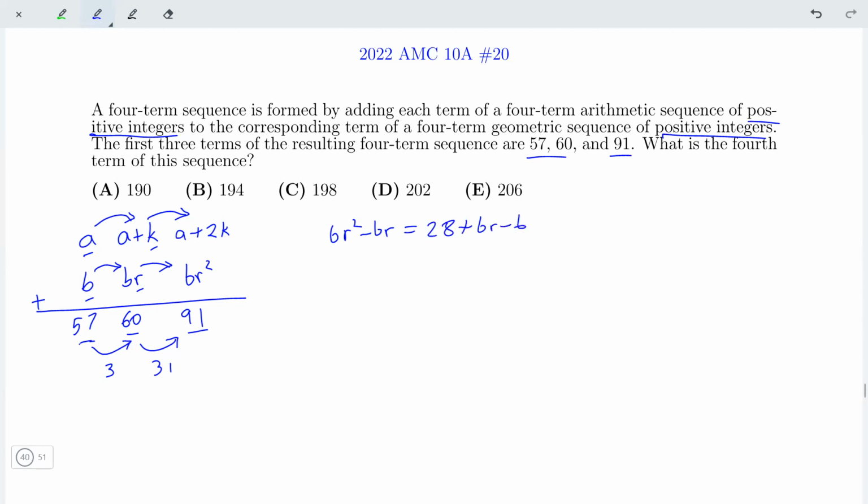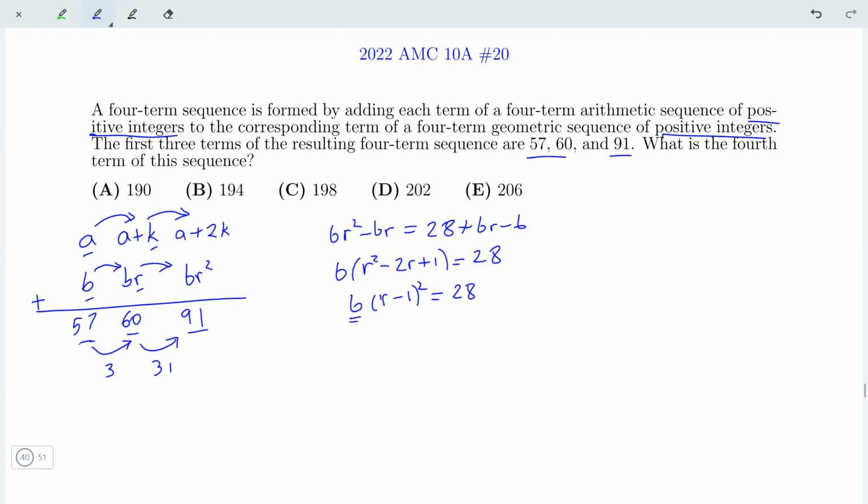So we can get an equation just in terms of the variables of the geometric sequence. If I combine everything on the left side, all the unknowns, I get b times r squared minus 2r plus 1 equals 28. And I can factor this, and that gives me a nice expression in b and r. And I know that b is a positive integer.